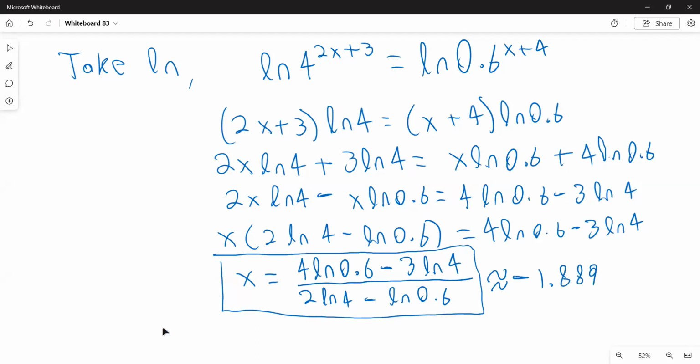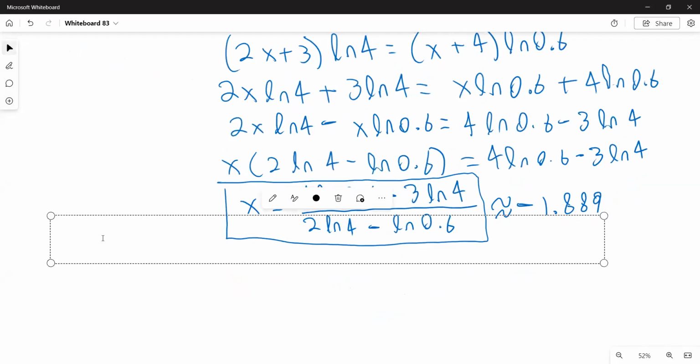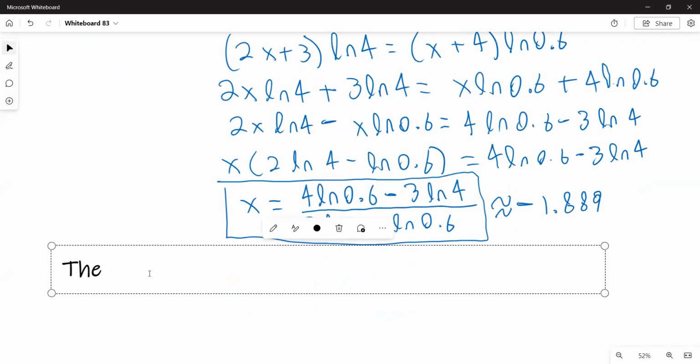And that is the solution set. The solution set is that. Writing this down. Okay, there it is. So the solution set is approximately negative 1.8998889.